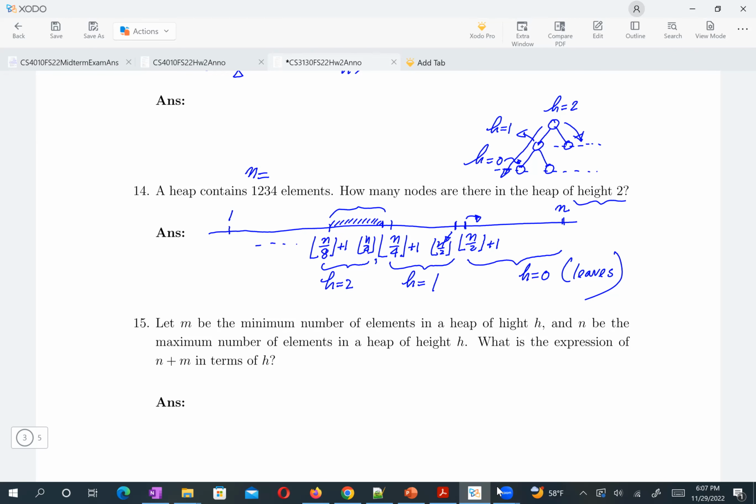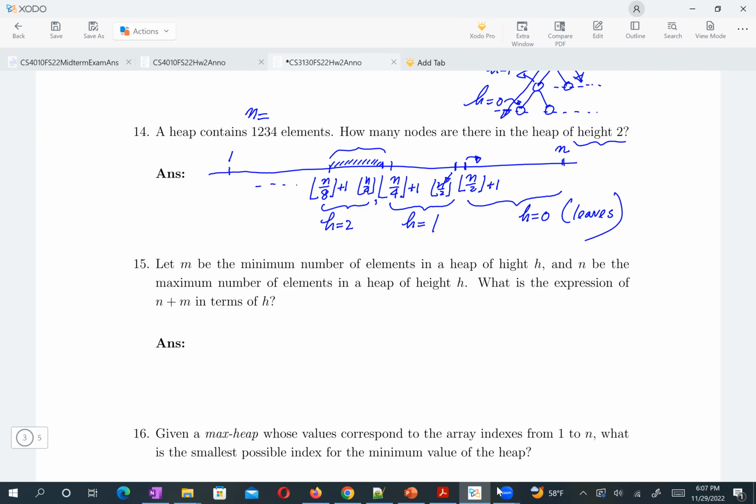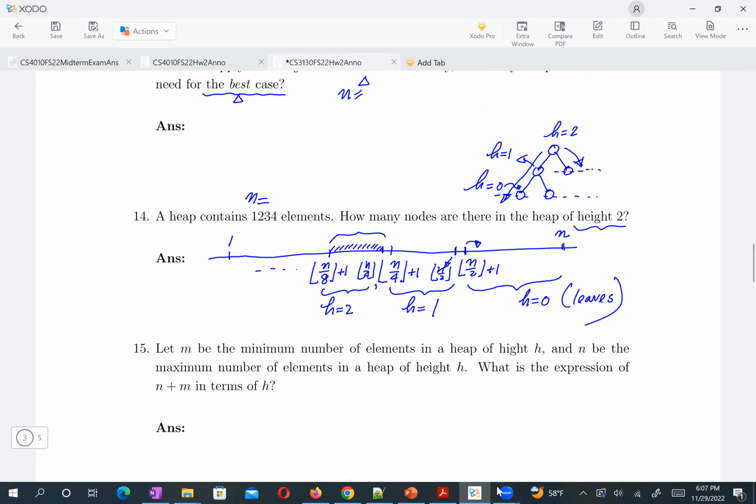Here I draw this diagram to give you the basic structure of a heap, and you can use this diagram to answer many other questions. Because this is a basic structure, later you can use this diagram to solve many problems.